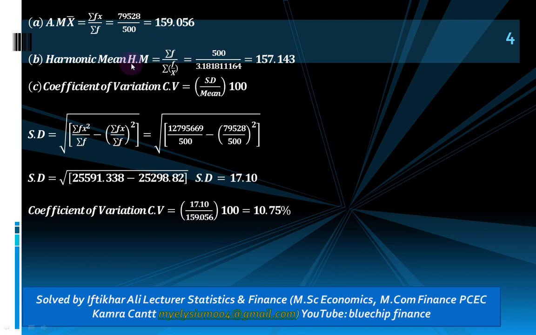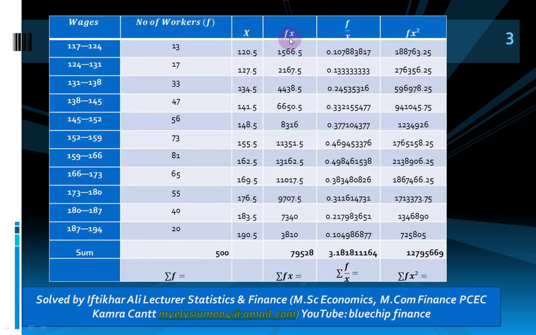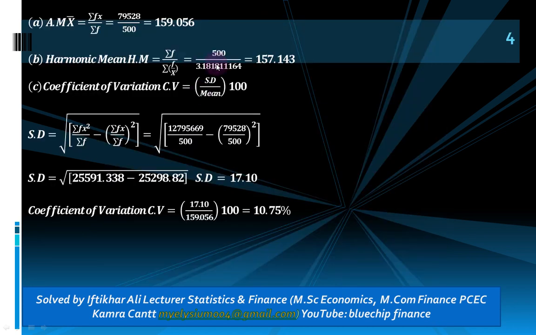After that, for harmonic mean, we need here one more calculation, and that is sum of f by x. So f divided by x, first frequency is 13, 13 divided by 120.5 equals to 0.107883817, and so on. And sum is 3.18181164. So after putting the values into the formula, the harmonic mean is equals to 157.143.